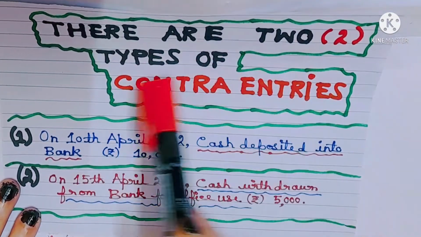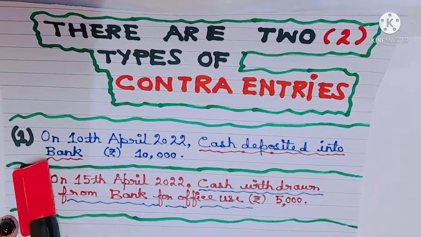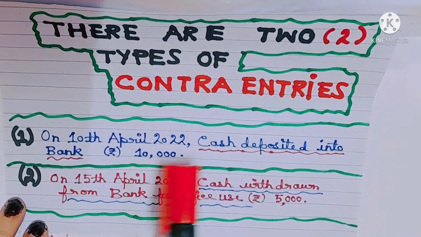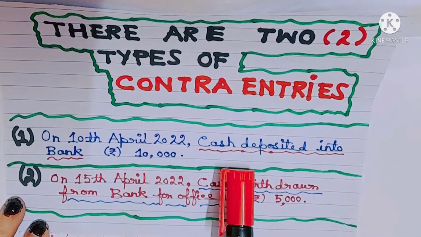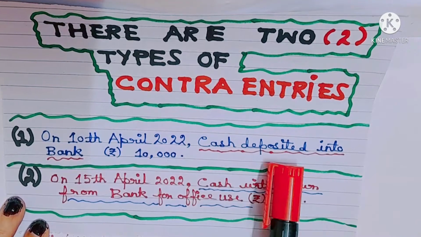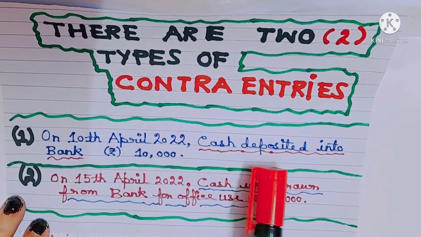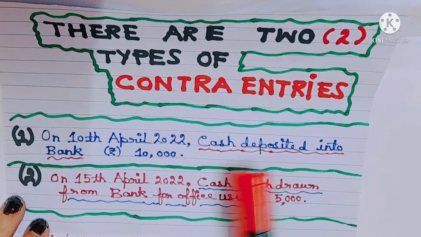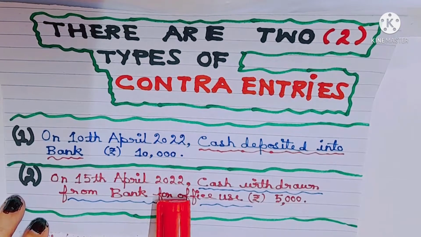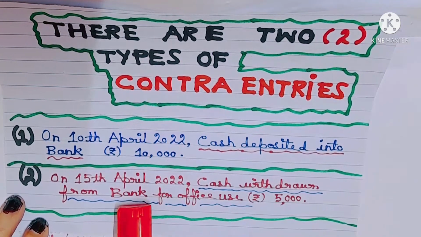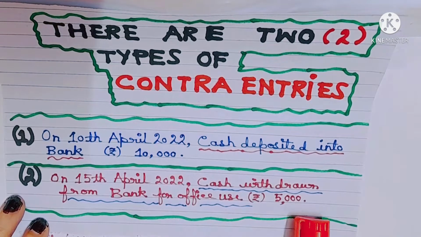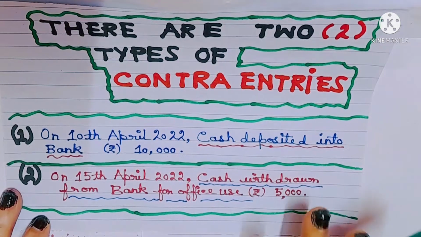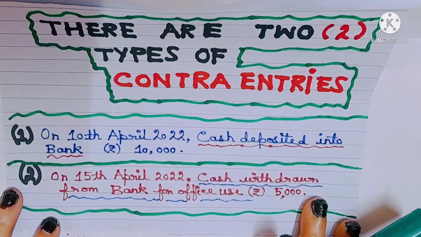Now, how many types of contra entries are there? There are two types of contra entries. Number one, on 10th April 2022, cash deposited into bank, rupees 10,000. Cash deposited into bank. This is one contra entry. Number two, on 15th April 2022, cash withdrawn from bank for office use, rupees 5,000. This is another contra entry. There are only two types of contra entries.